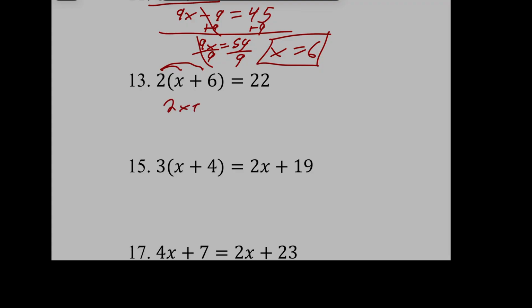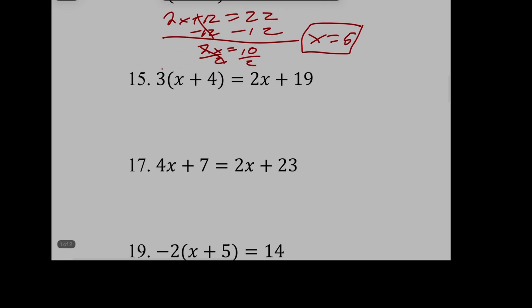Number 13, I'm going to take that 2 and I'm going to distribute it across the parentheses. So I get 2x plus 12 equals 22. So now it's just a two-step problem after I do that. So I'm going to subtract the 12. And now I'm going to get 2x equals 10. And once I divide each side by 2, I just get a nice little x equals 5.